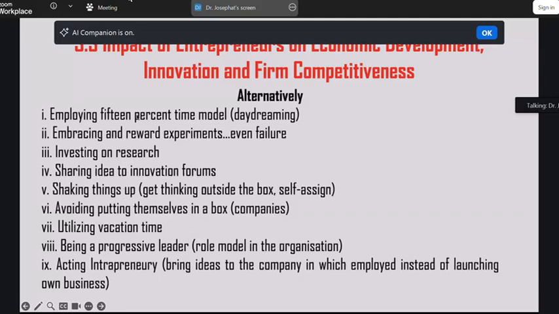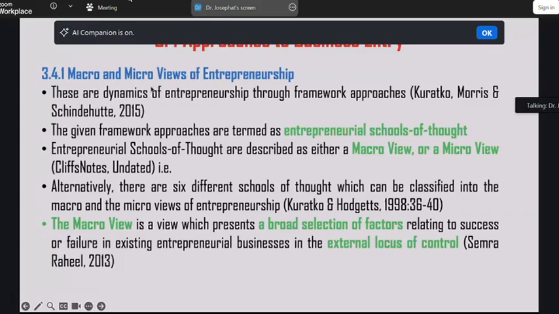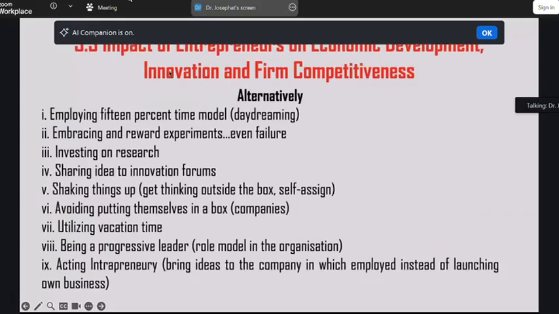Well, let's continue. So we can also talk about the impact of entrepreneurship on economic development alternatively, kwa kuangalia some points ambazo nyingi tumeshaziongelea. Tumeongelea hii employing 15% time model. We talked about embracing the reward expedient even failure, investing in research, sharing ideas in innovation forums, shaking things up, avoiding putting themselves in one box, utilizing vacation times, being proactive, acting entrepreneurs, not ever.